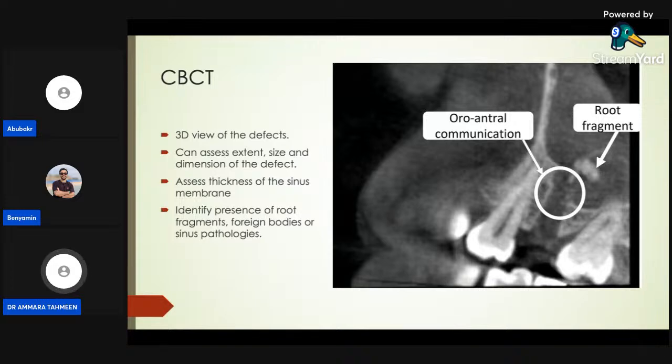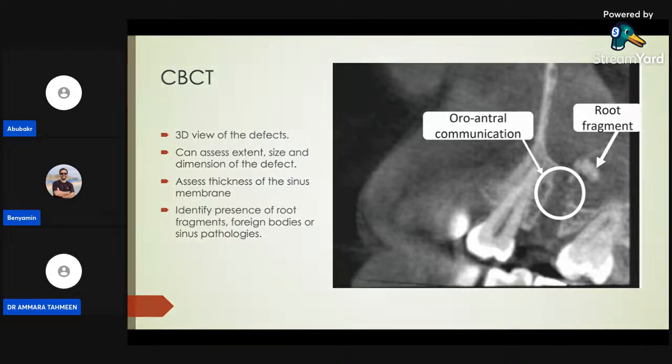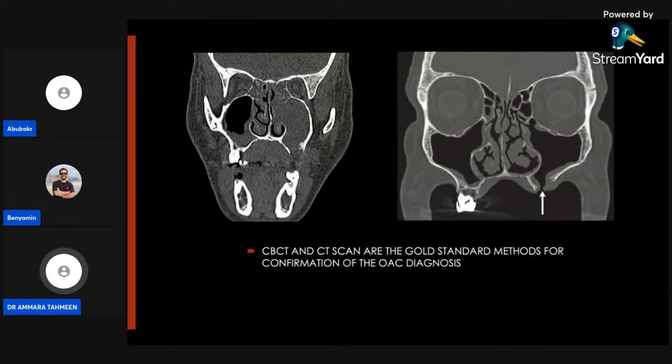So as we all are aware, CBCT gives us a three-dimensional view of our dentoalveolar apparatus or skull or facial bone structure. So we can see the three-dimensional view of the defect, and we can assess the extent, size and dimension of the defect, thickness of the sinus membrane, and also we can identify the exact location of the displaced fragments of the roots or foreign bodies or any other sinus pathologies. So this is one of the views of the CT scan.